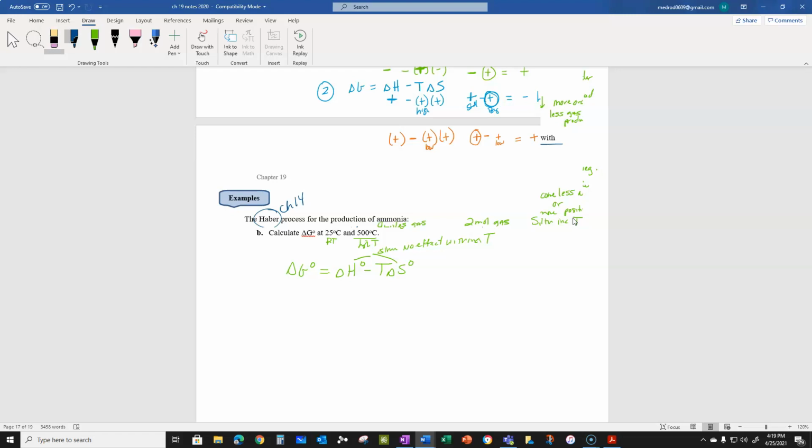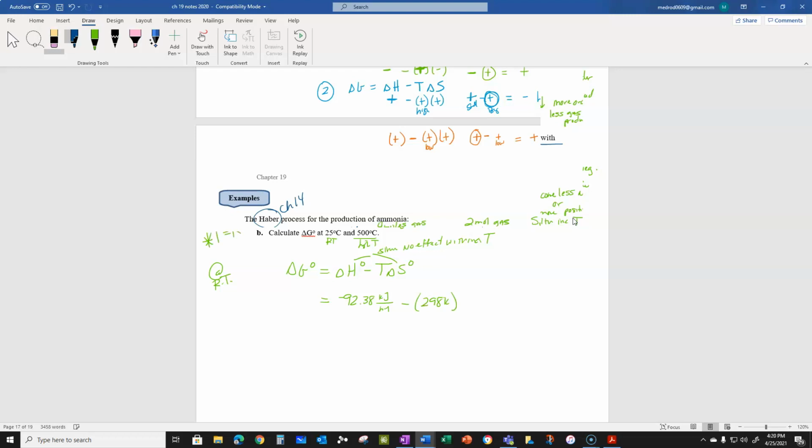So we're going to solve for delta G. And right here, we're going to say first the one at room temperature. So delta G, we have our H is negative 92.38 kJ per mole minus the temperature. Now remember this temperature, we've got to get it into Kelvin. So 298 Kelvin. Okay, so making some notes here.